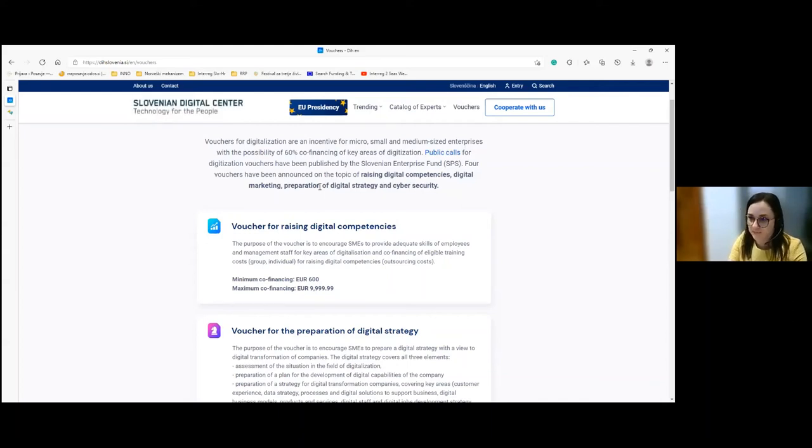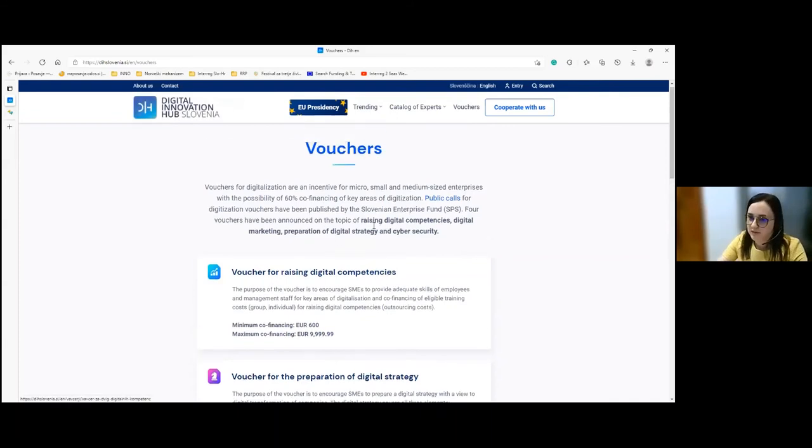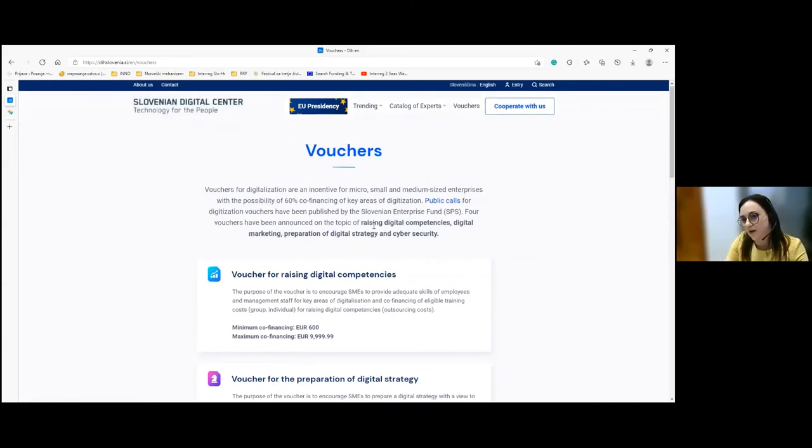Maybe to conclude, cooperation is key also to educate, to do the research, and to transform these SMEs, to raise their digital competencies. I believe these vouchers are a really good practice and a good example for other regions. So this is all from me.